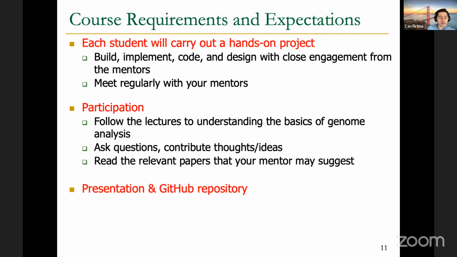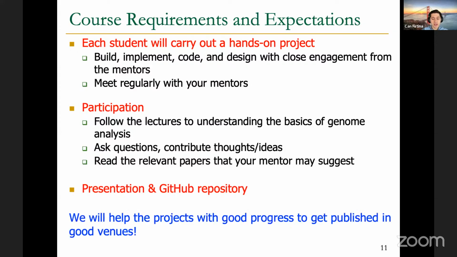So at the end of the semester, we're going to expect you to present your project and your progress. If you did a coding project, you're also going to be preparing a GitHub repository where you include all your code and all the other materials, and then you're going to be delivering that repository to us as well. If you've really shown good results and good progress, and if you believe that the progress and the results you showed are publishable in some venue, we're going to be telling you that.